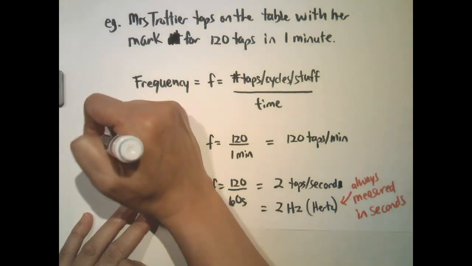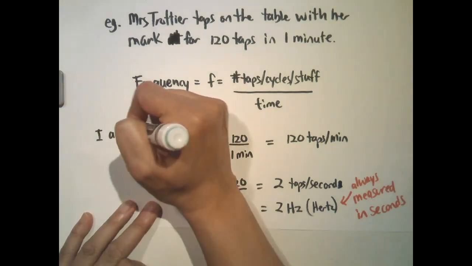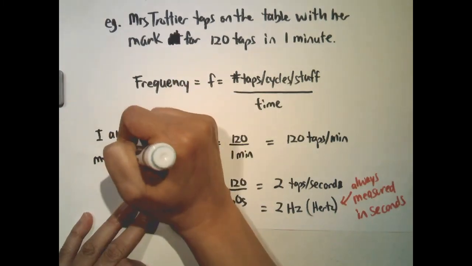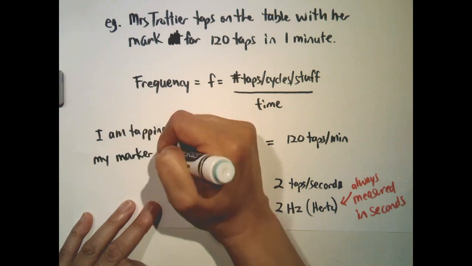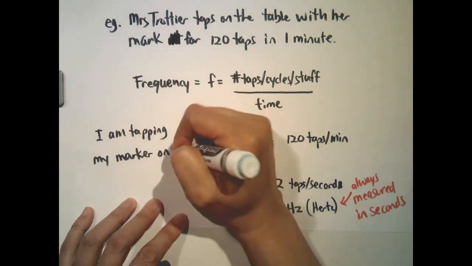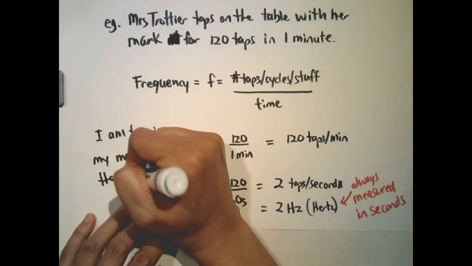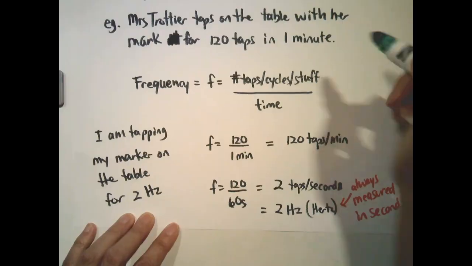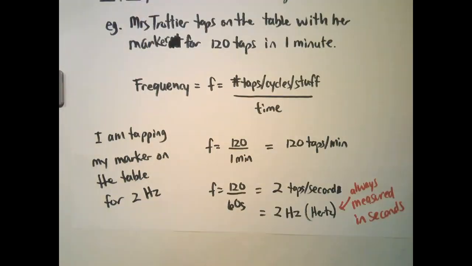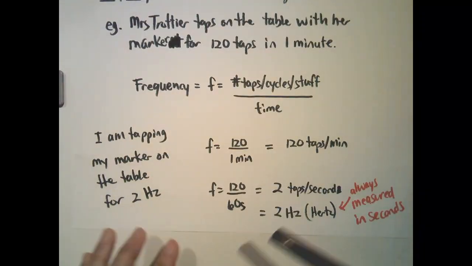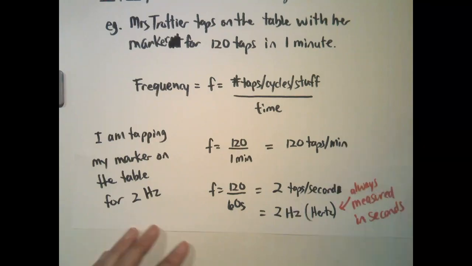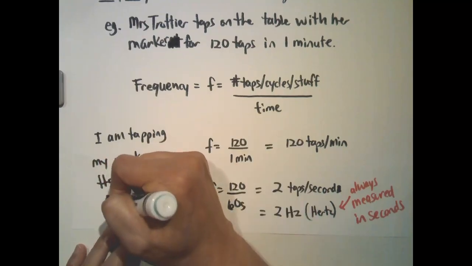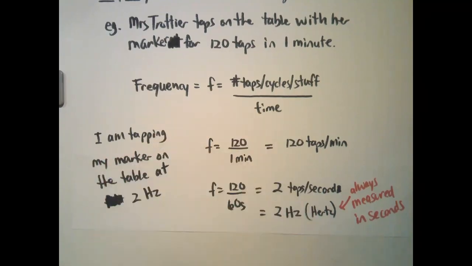So I am tapping my marker on the table for 2 hertz. And I just realized that I need to write ER for marker. Okay, perfect. So I am tapping my marker on the table. I shouldn't say for 2 hertz. I should say at 2 hertz. My apologies. So at 2 hertz.